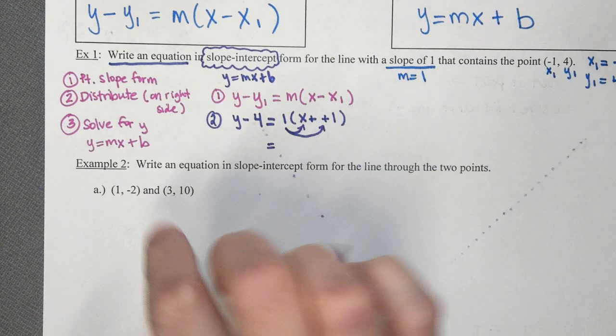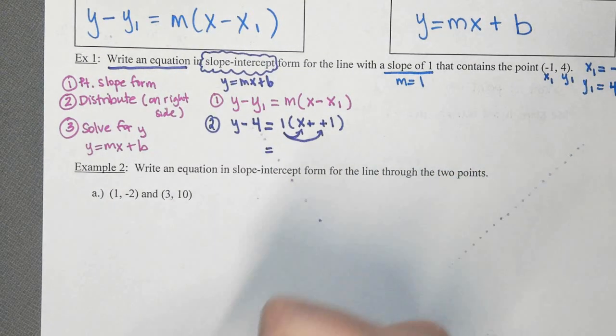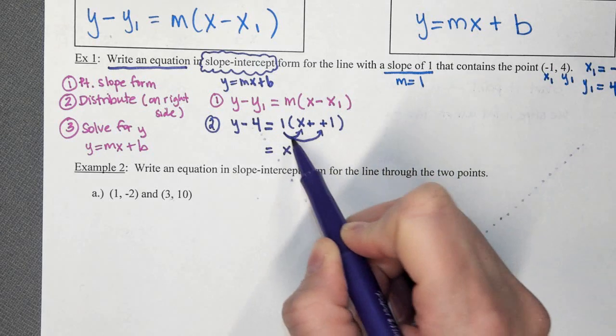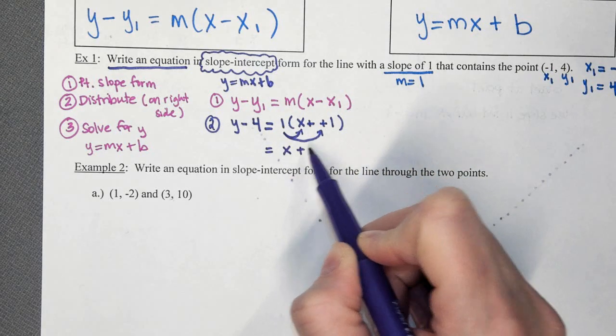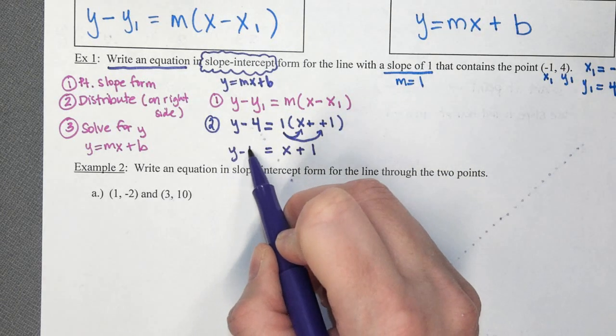And notice that it says on the right side. This is the only side where we're going to distribute. So when you distribute, you multiply. 1 times x is 1x. 1 times 1 is going to be 1. And then this side stays the same.